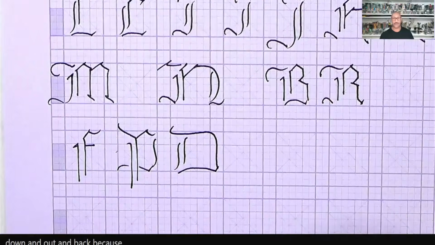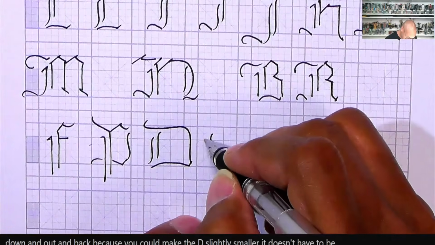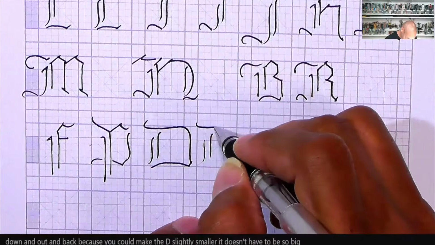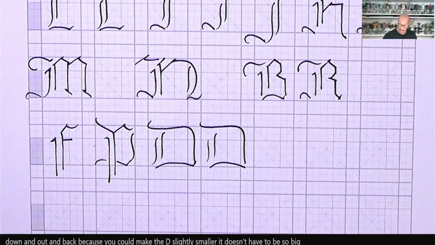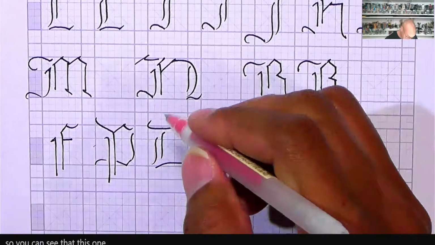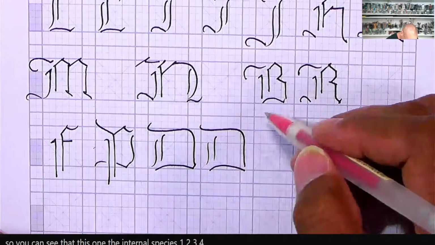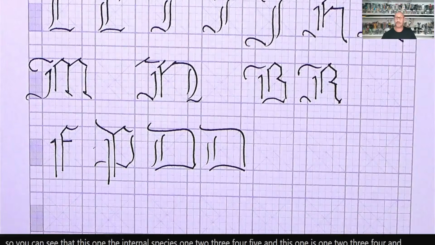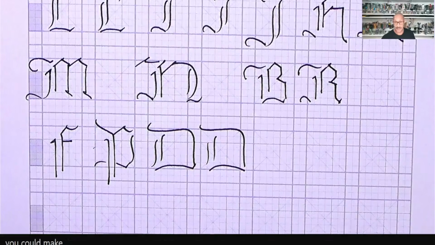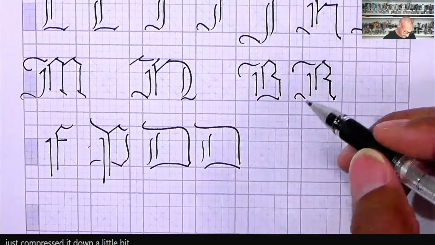Now, of course, you could make the D slightly smaller. It doesn't have to be so big. So you can see that this one, the internal space is 1, 2, 3, 4, 5, and this one is 1, 2, 3, 4.5. You could make it even smaller if you just compressed it down a little bit.